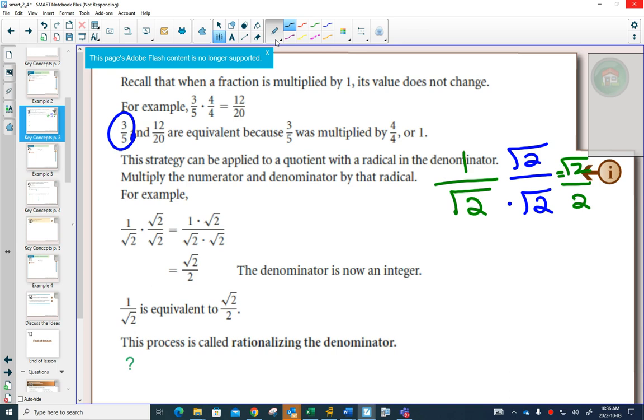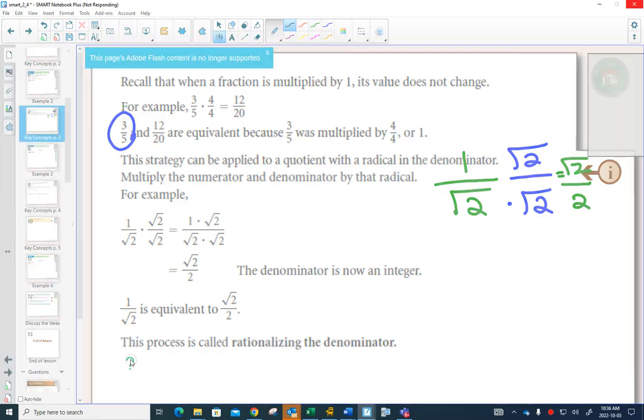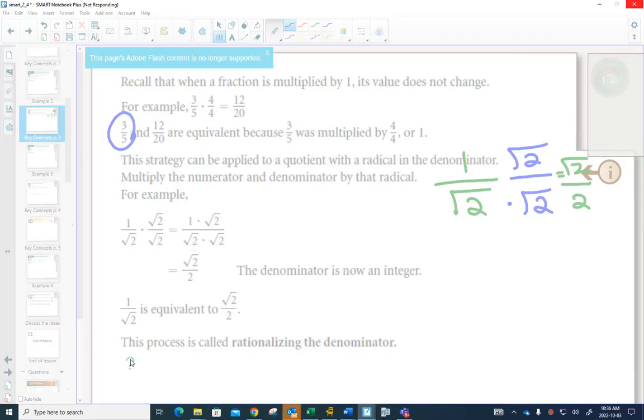but not anymore, because it's not responding. Does this work? No, that made it matter. I wanted to highlight that definition called rationalizing the denominator.